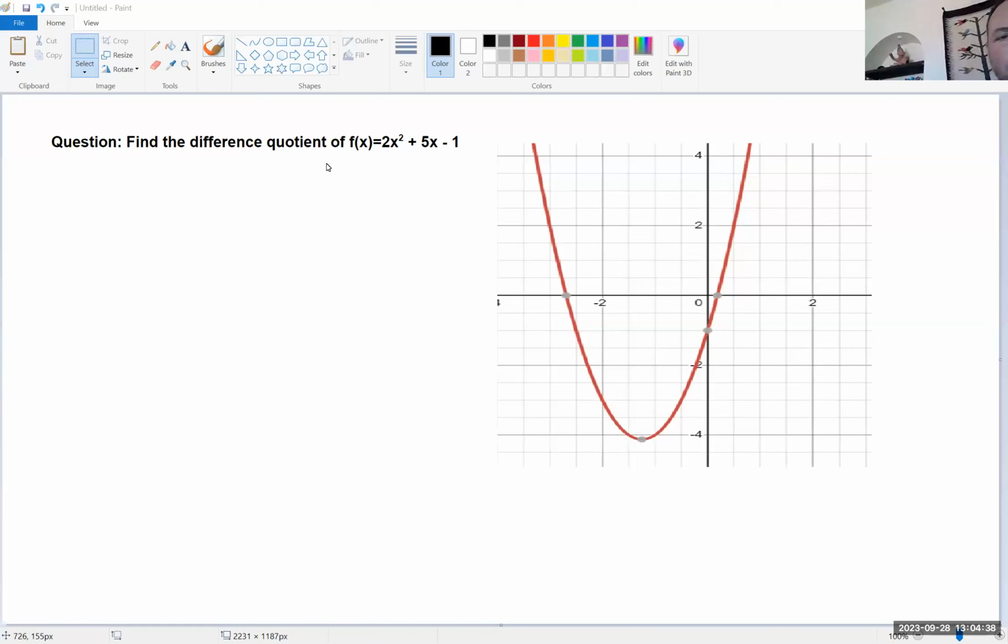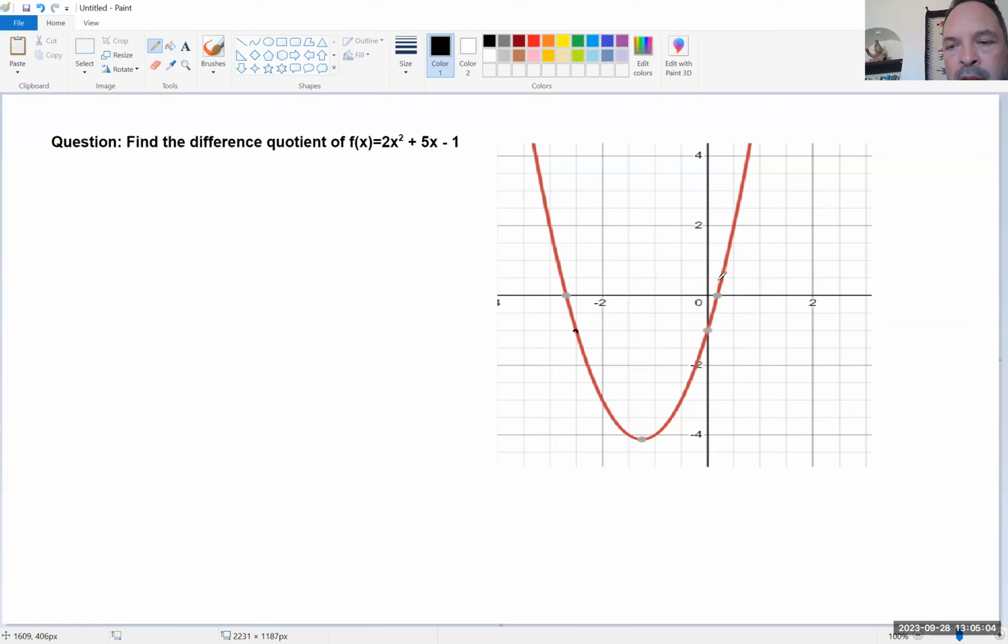So here we're being asked to find the difference quotient of this quadratic. And so let's talk about what it is that we're trying to do here. I think it's helpful maybe to consider, let's do it on this side.